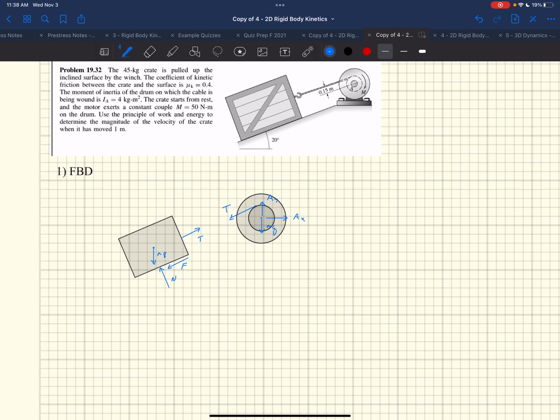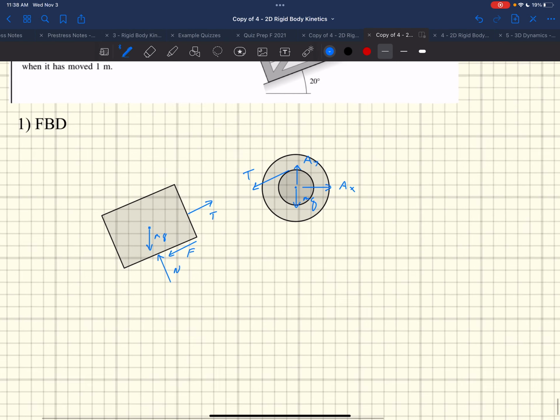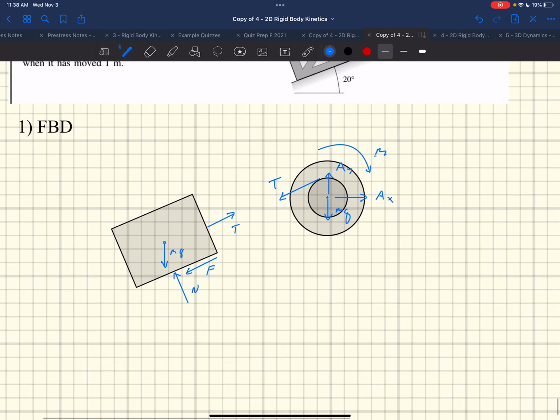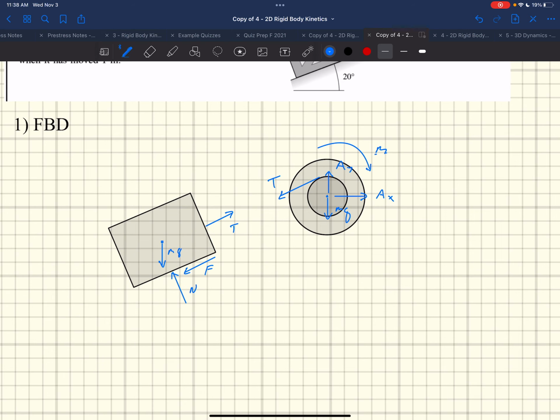Okay. So I'd say that's everything, right? And the reason we're doing these, oh, no, that's not everything. What am I missing? The moment. Yep, perfect. That's a very key component to this one. That motor is applying a torque or a moment there. Okay, there's everything. All right.